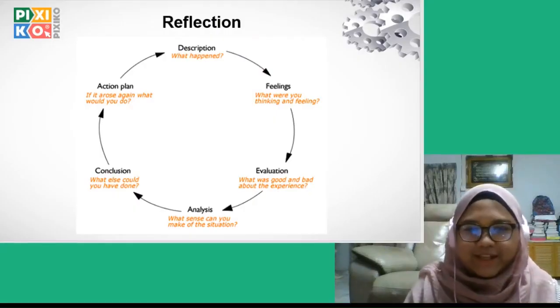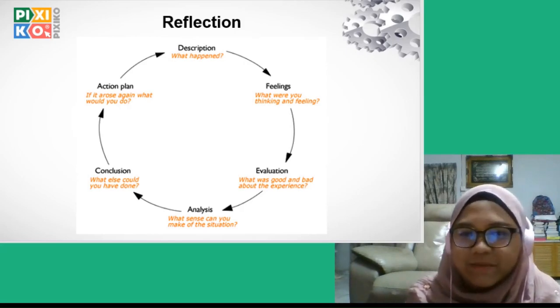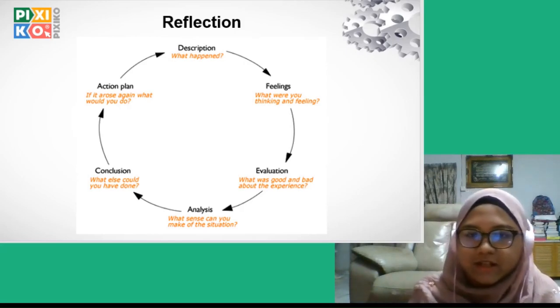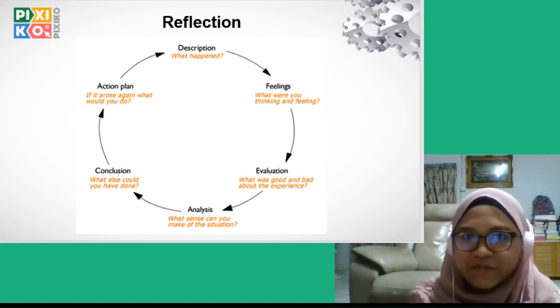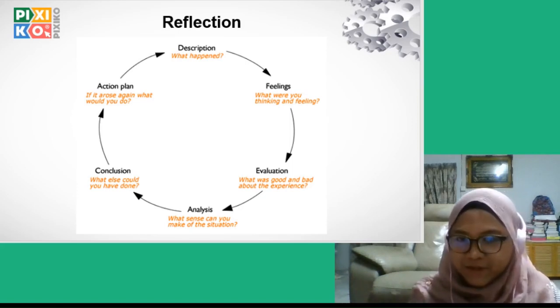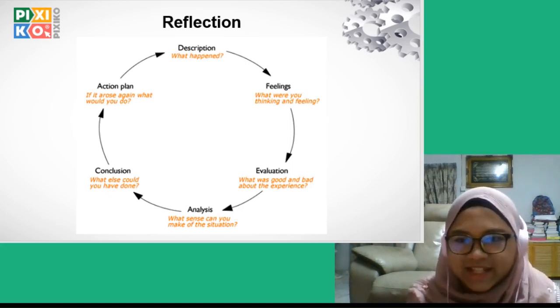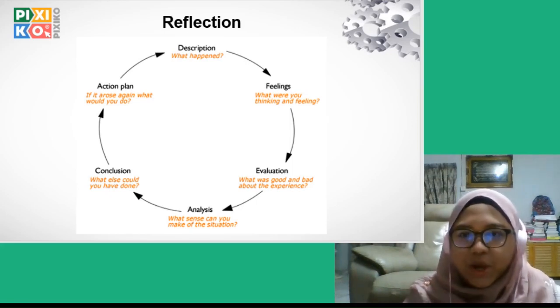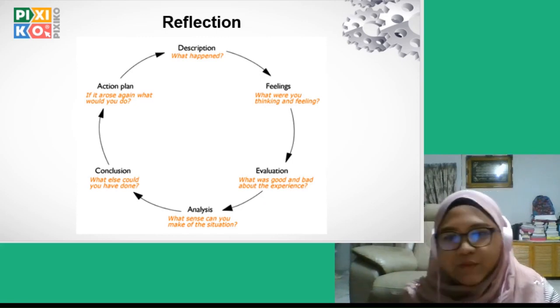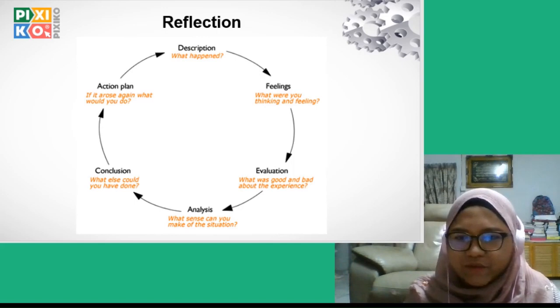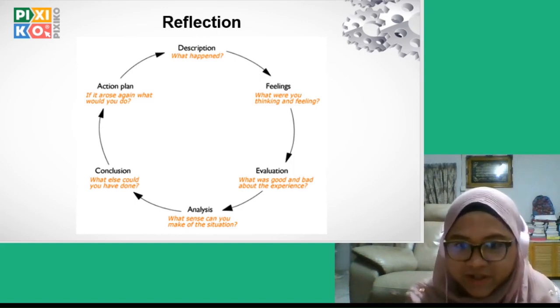So now we are at the analysis part, and the question is, what sense can you make of the situation? So we learned that cooperation and consideration between members are highly emphasized as a motivation for us to complete the project. So we should have considered other members, whether they need help or maybe they have difficulties, and we should not just wait for them to give the instructions.